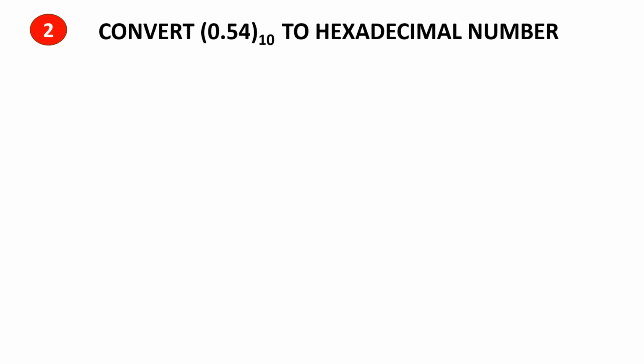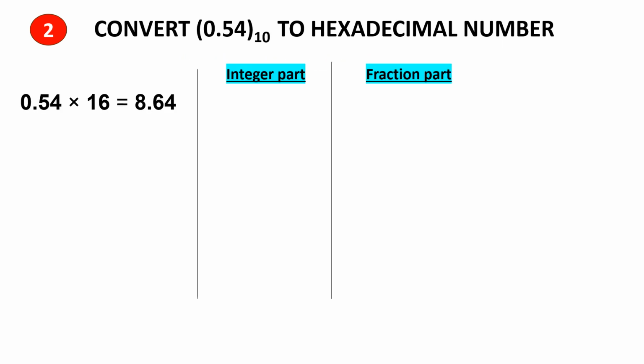Problem 2. Convert 0.54 in base 10 to a hexadecimal number. Here we are going to convert the fractional part of a decimal number to a hexadecimal number. So we use a method called the repeated multiplication method. In the repeated multiplication method, we use the number 16 to multiply the given fraction part of the decimal number.